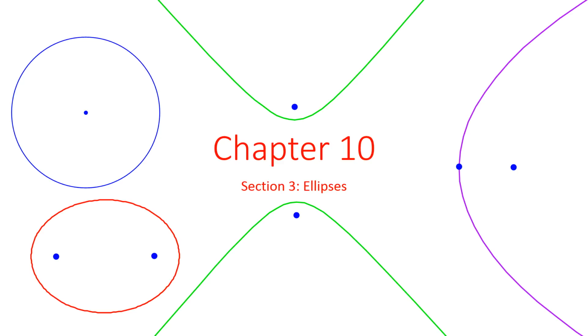Welcome back. This section we are going to be looking at ellipses. Last section we looked at circles, which were really basic. All they really have is a radius and a center. There are a lot more moving parts in ellipses.